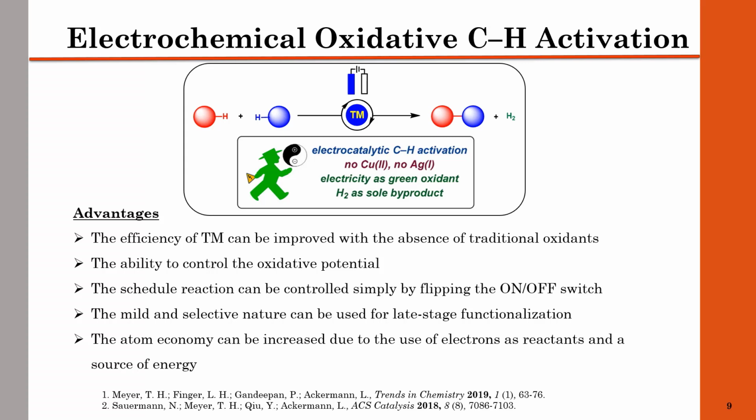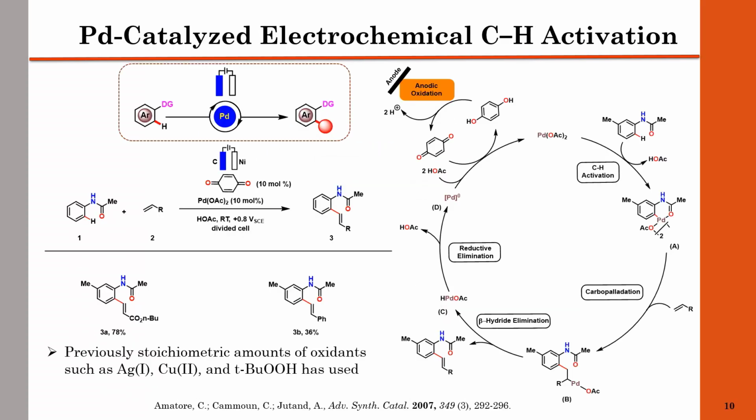With that, many examples have been demonstrated with different transition metal catalysts like palladium, ruthenium, rhodium, cobalt, those kinds of things. In my next few slides I am going to discuss a few examples related to this chemistry. So with that, here is my first example.